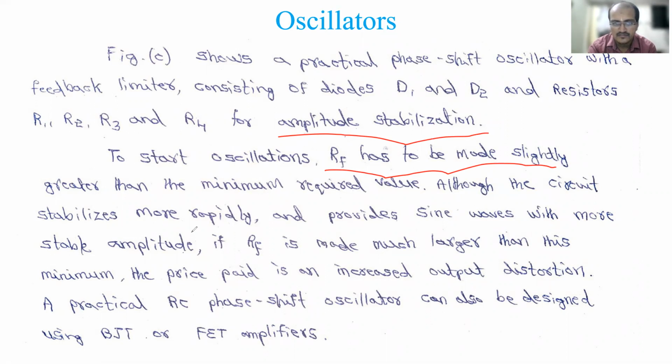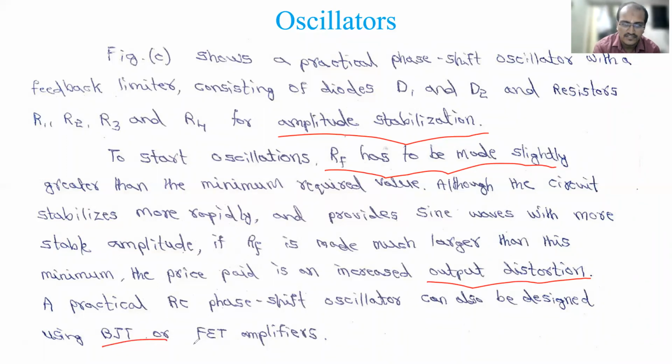Although the circuit stabilizes more rapidly and provides sine waves with more stable amplitude, if RF is made much larger than this minimum, the price paid is increased output distortion. So in the op-amp based oscillator, RF should be made slightly larger to get the oscillations, but when you make RF more, there is a chance of output distortion. That is the limitation of using the op-amp based phase shift oscillator. A practical RC phase shift oscillator can also be designed using BJT or FET amplifiers.